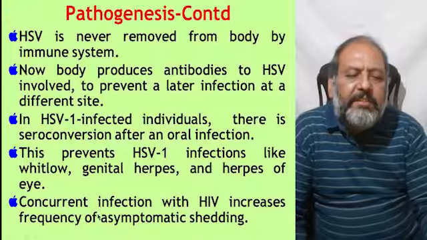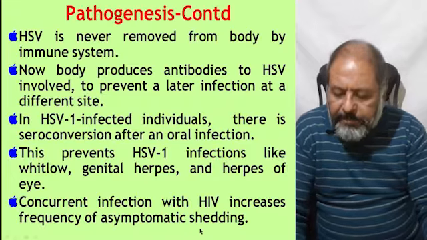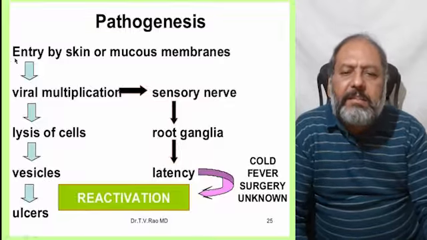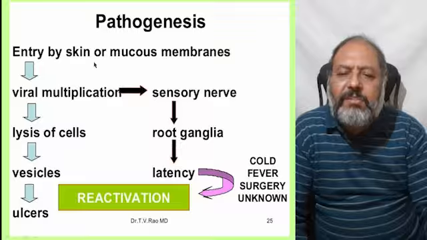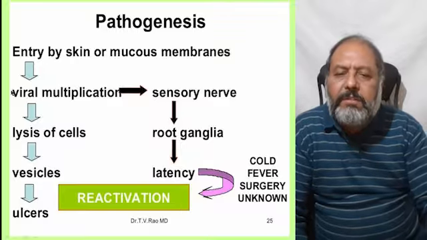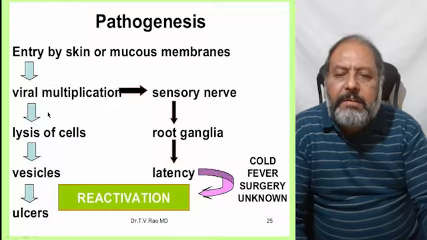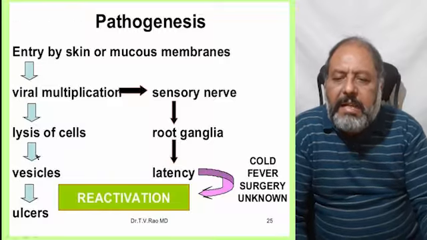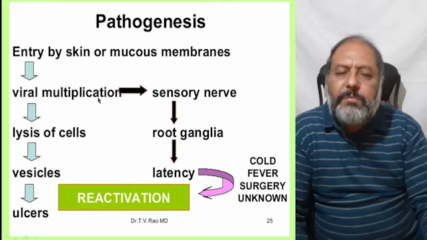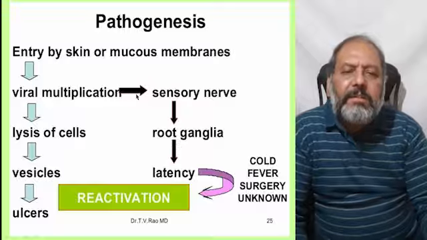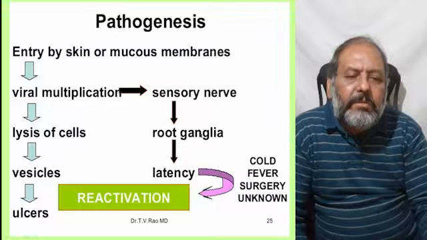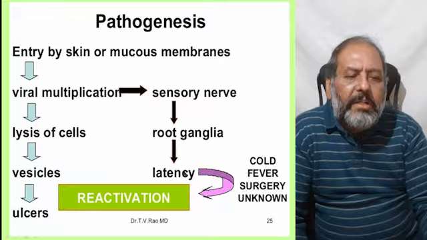Concurrent infection with HIV increases the frequency of asymptomatic shedding of the virus. So now one can understand the pathogenesis. There is entry by the skin or the mucous membrane, which leads to virus multiplication, and there is lysis of the cells and vesicles, and that leads to ulcer formation. And when the virus multiplication occurs, the virus is released and gets into the sensory nerve, and ultimately goes to the root ganglia, and then goes into latency.